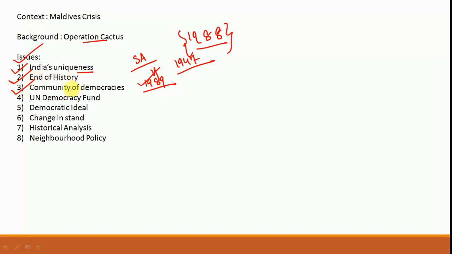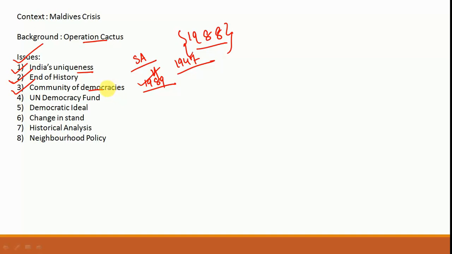Another thing you need to understand with respect to this editorial is that in the past India has been championing the cause of democracies. However, it is only recently that India has made a shift in its stance, where India has adopted a restraint. Though India advocates democracy, it does not wish to export this democracy. So this is something vital.